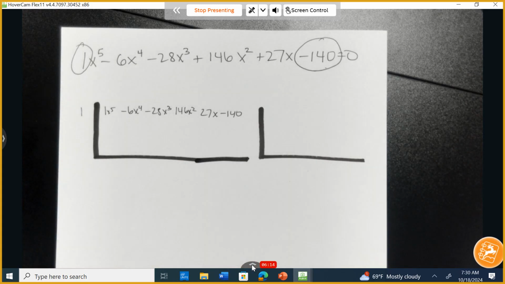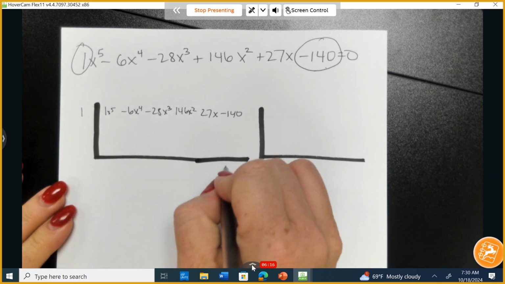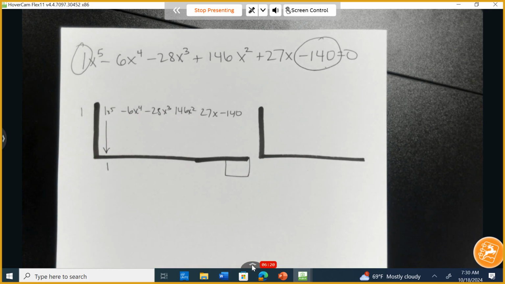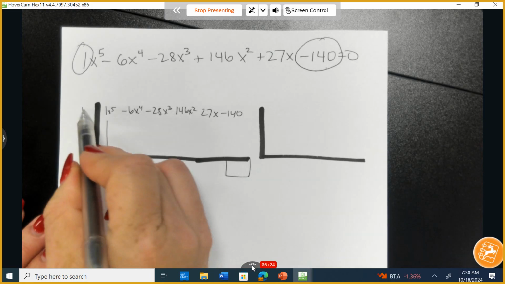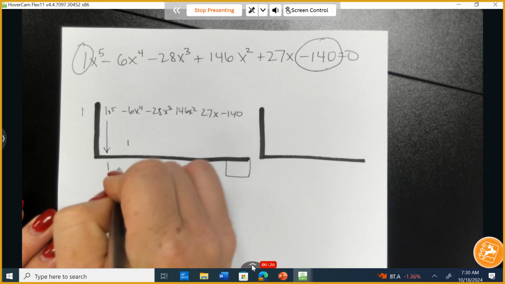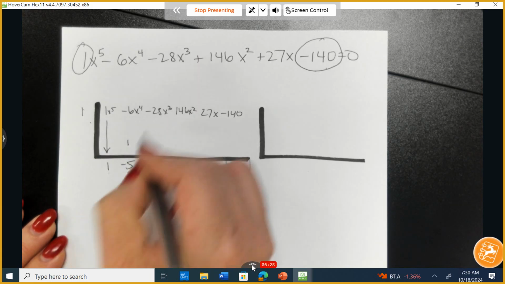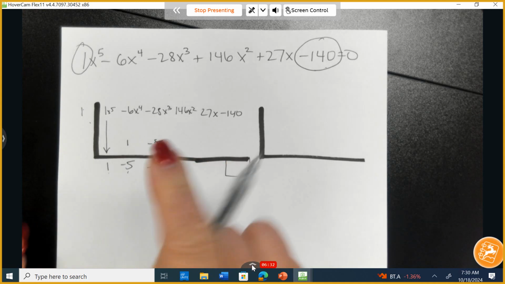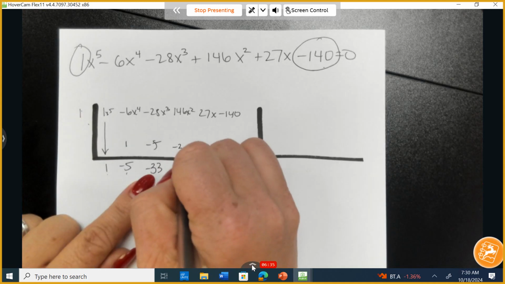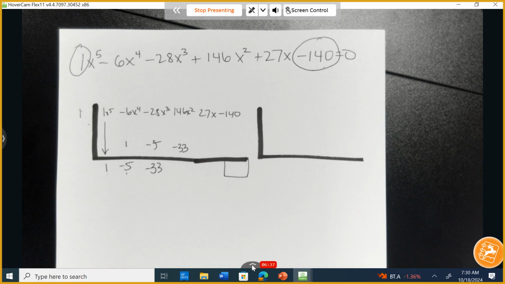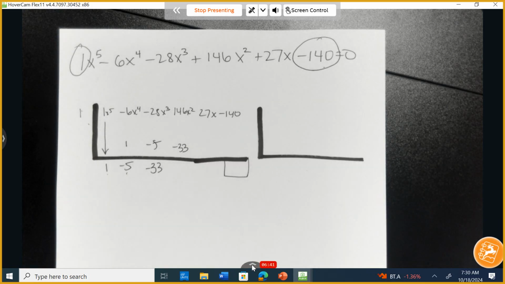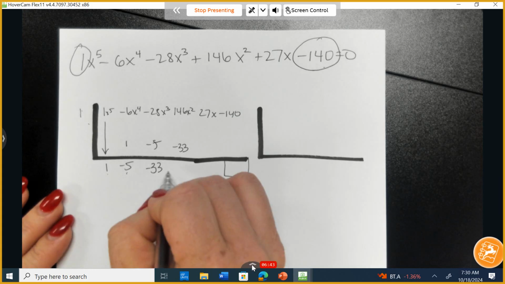Okay, are you ready? So I am testing 1 right now. I drop down the very first number. And after I drop down the very first number, I'm going to start with the Mama method. So I multiply to get 1. I can do that in my head. I add down to get negative 5. I multiply to get negative 5. I can still do this. You correct me if you see anything wrong. I get a negative 33. I multiply to get negative 33. Now grab that calculator. Grab the calculator and please add 146 and negative 33. What do you come up with?